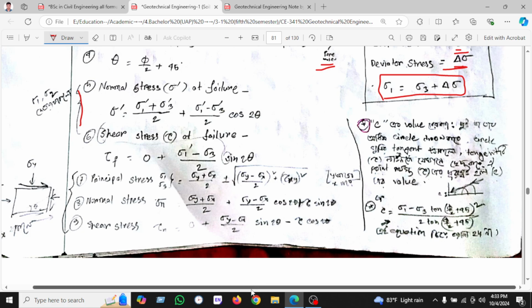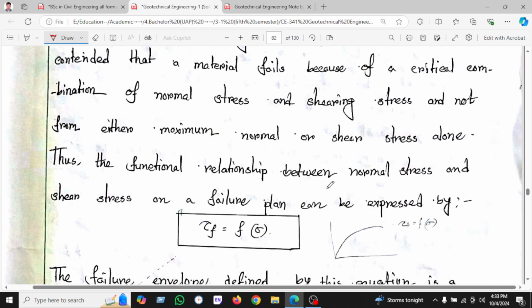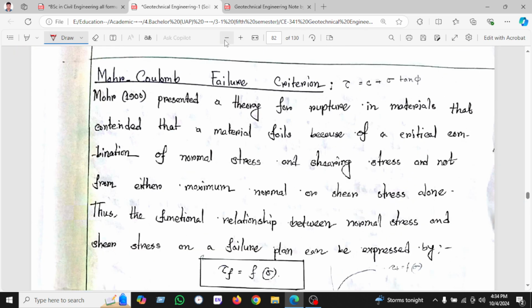So we can see the principal stresses. These are from solid mechanics, we will not use this. So the value of sigma we can find in two ways. One is drawing the circle, then we will calculate the c, and otherwise with this equation, but the equation is not appropriate. So we can see here the Mohr-Coulomb failure.